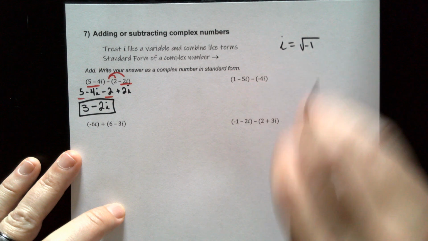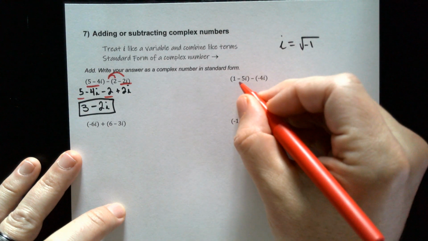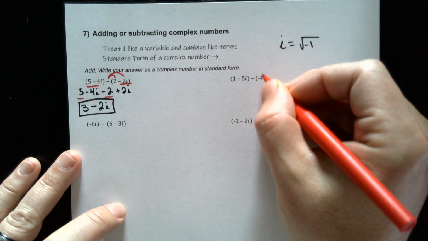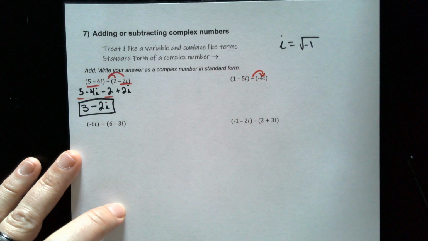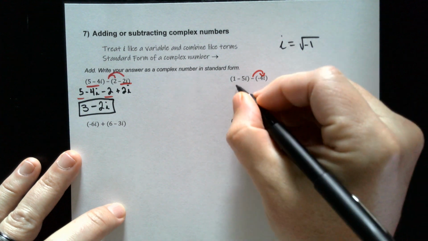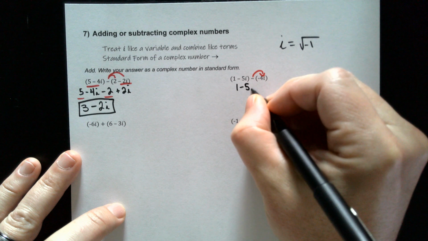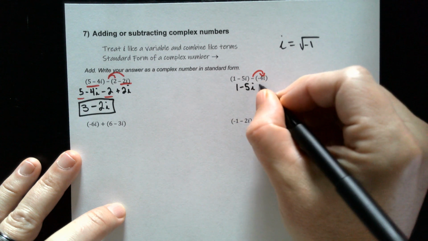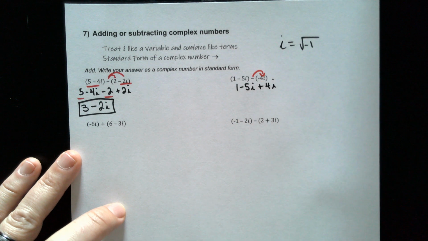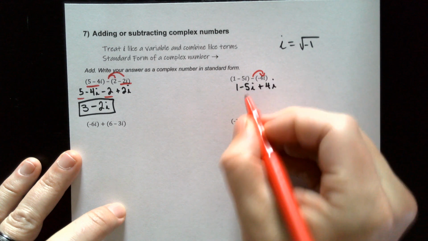Okay, looking at the next one. We have 1 minus 5i in the first one, and then just a -4i here, and it's subtracting. So I'll distribute the negative, drop the parentheses, 1 minus 5i, and then the negative times a negative is positive, so positive 4i.